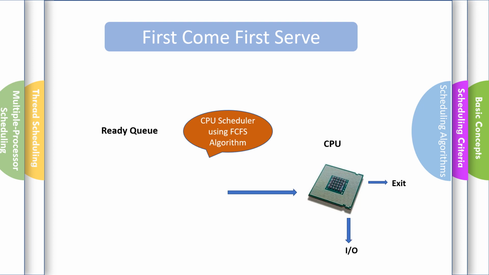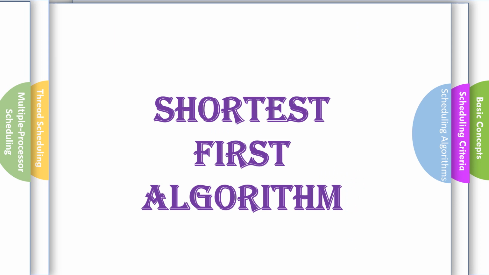This way, the first process that entered the system gets the CPU. Whether the process is a smaller one or its CPU burst is a higher one is not considered here. The order in which they have arrived in the system is the only order in which they are allocated to the CPU for execution. So next is the shortest job first algorithm.